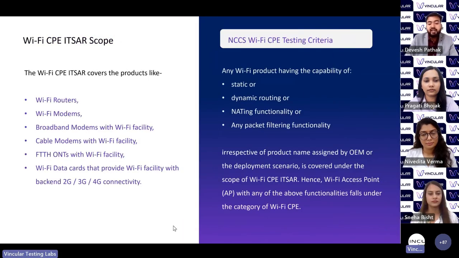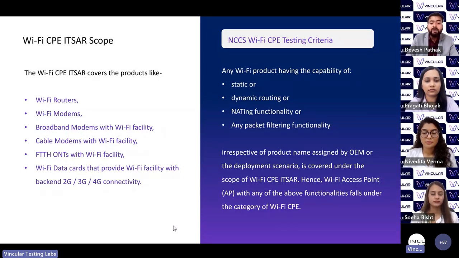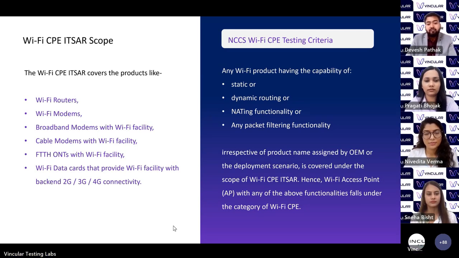On the right-hand side of the screen, we have the NCCS Wi-Fi CPE testing criteria, which states that any Wi-Fi product having the capability of static or dynamic routing or NATting functionality or any packet filtering functionality, irrespective of product name assigned by OEM or deployment scenario, is covered under the scope of Wi-Fi CPE ITSAR. Hence, Wi-Fi access point with any of the above functionalities falls under the category of Wi-Fi CPE. More of the scope will be discussed by Kalyan sir in the upcoming slides.